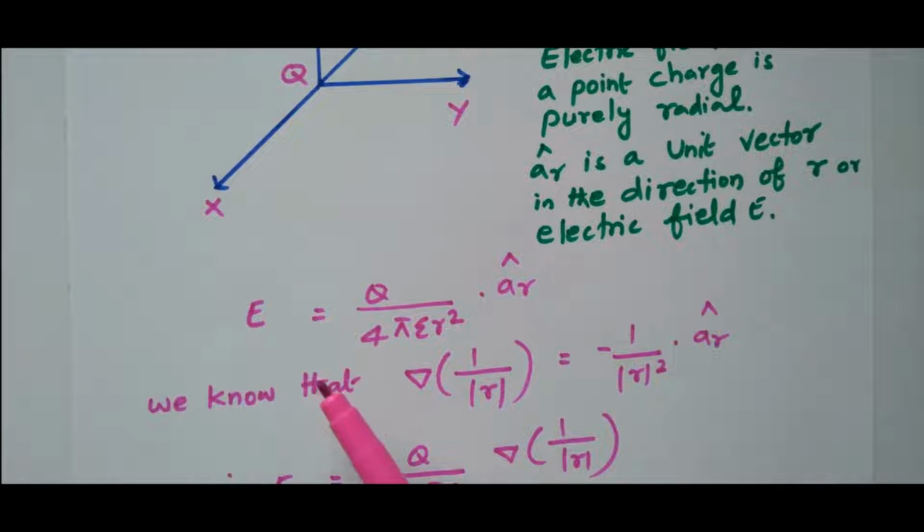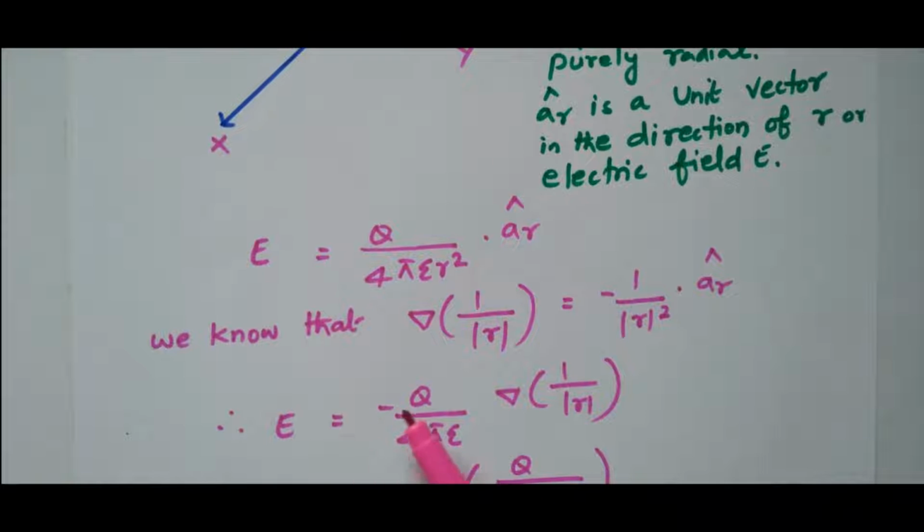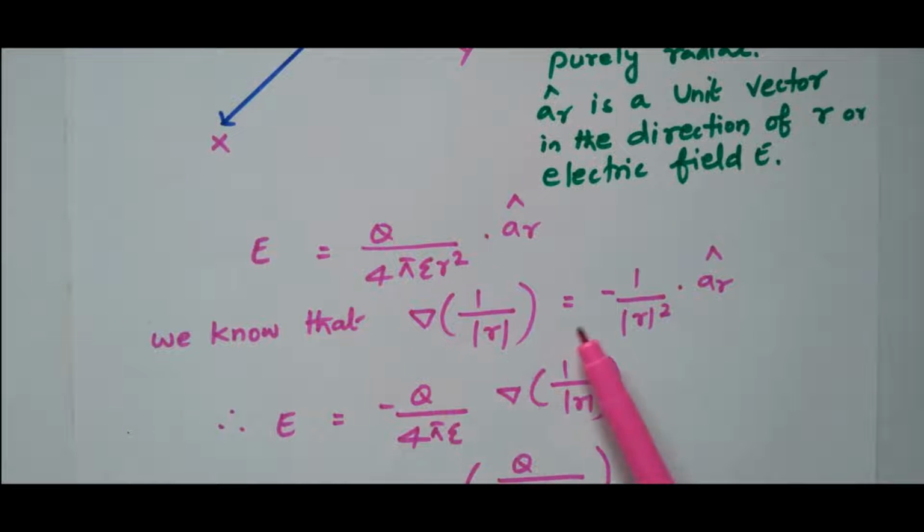Electric field intensity is a general formula, Q divided by 4 pi epsilon r square. But we know that the del of 1 by r equal to minus 1 by r square into aR. The del operator. What is the del operator? It is a partial differentiation. Dou by dou x, dou by dou y, dou by dou z. In case of r, it is dou by dou r, dou by dou phi, dou by dou theta, like that. Here only r is there. So by differentiating 1 by r, it is nothing but minus 1 by r square.